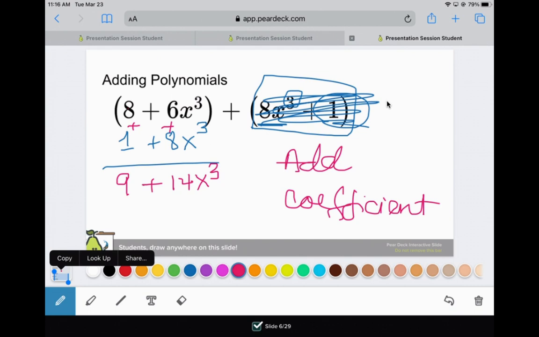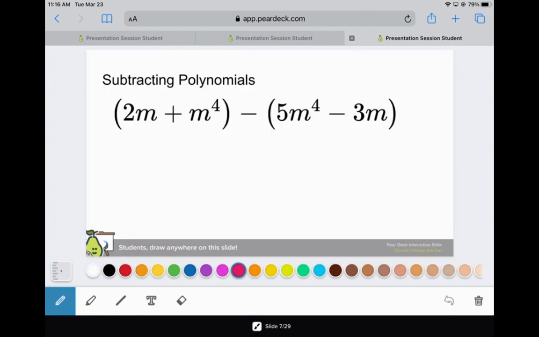Any questions for me on adding polynomials? Okay, we're going to look at subtracting polynomials. All right, so we're going to subtract.